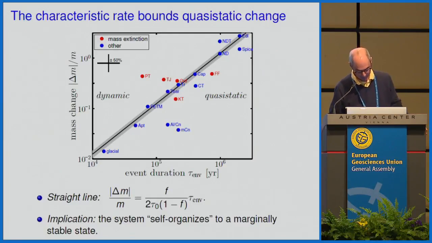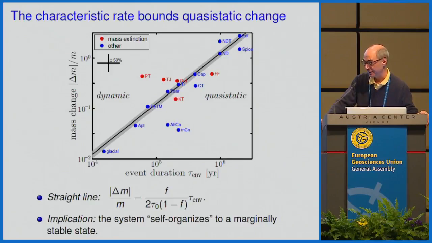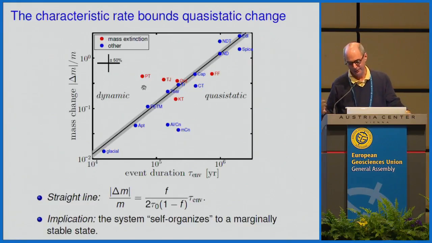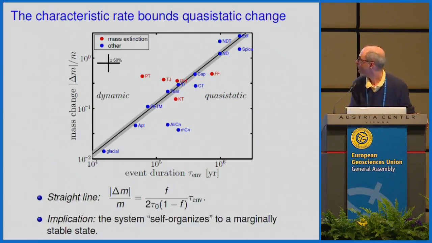So the immediate implication, which I find rather fascinating, is that the system appears to be self-organizing to a marginally stable state. That is, strictly speaking, the right-hand side of this plot refers to quasi-static fluctuations. The left-hand side refers to dynamic fluctuations. But the border between the two, as quasi-static goes to dynamic, also appears to be a border between an ostensibly stable change and an ostensibly unstable change. And the instability I'm referring to is that it's biospherically unstable, and that we have these big carbon cycle events on the left, big extinction events on the left, but not so clearly on the right.